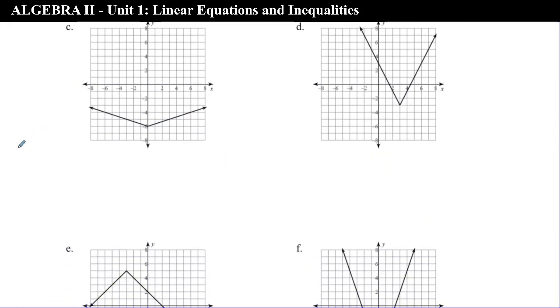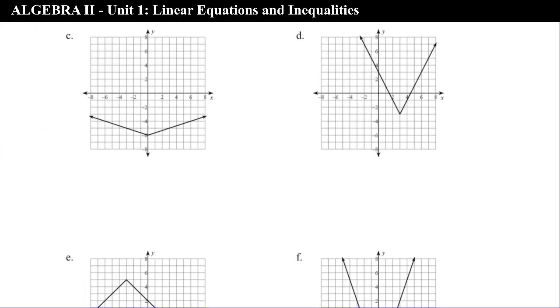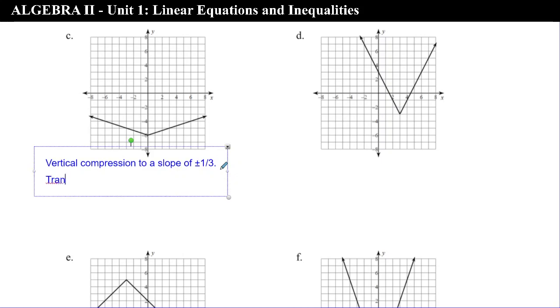Okay, let's move on to the next two. So for C here, we have a vertical compression, first of all, to a slope of plus or minus 1/3, because we can figure out what the slope is if we look at the right-hand side. We're going up 1 over 3. So that's a rise of 1, run of 3. Rise over run gives us 1/3. And it's positive on the right side, it's negative on the left. And because it's between 0 and 1, we have a compression. We also have a translation down by 6 units. It's gone 6 units down the y-axis.